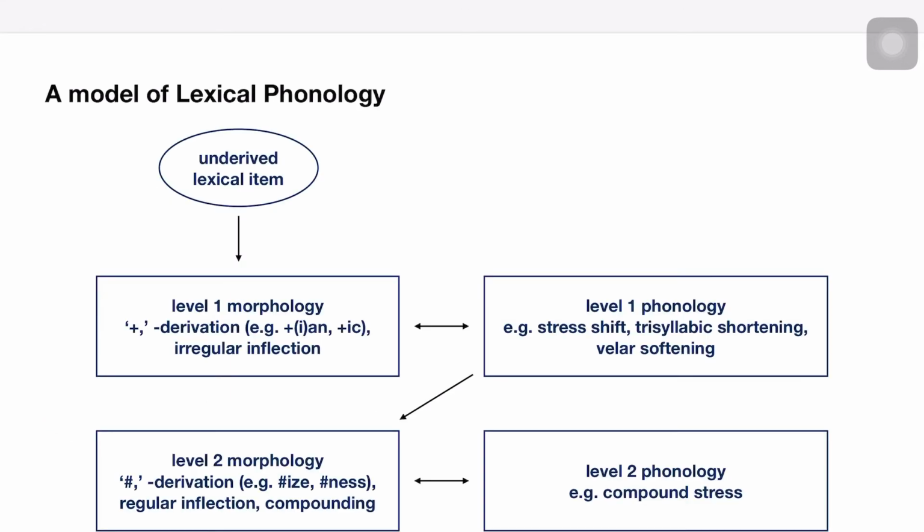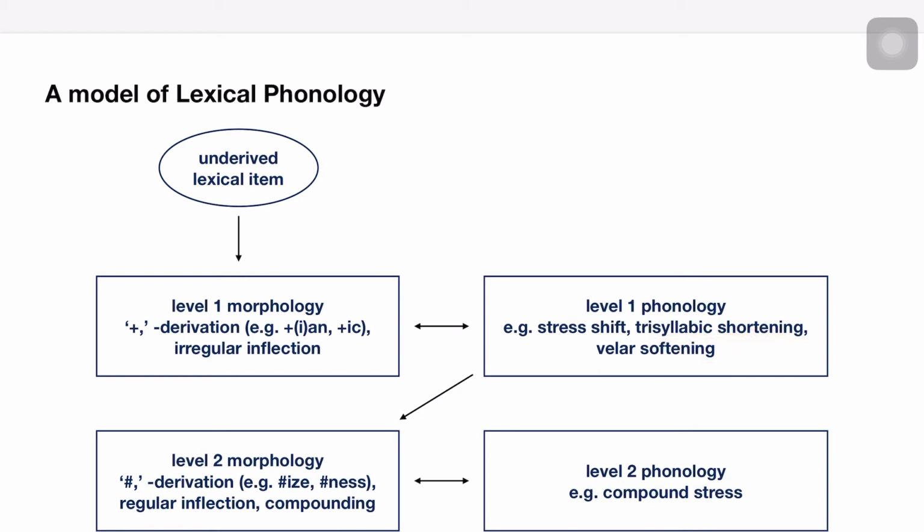Now, let's see what a model of lexical phonology is. A word that hasn't undergone any derivation now undergoes level 1 morphological and phonological alterations. On level 1, the word may pick up an affix or undergo irregular inflection, for example, ox becoming oxen in its plural form. At the same time, it may undergo stress shift. The words regular and regularity both belong to level 1 suffixation, but have different stress positions. Trisyllabic shortening and velar softening are also possible during level 1 phonology.